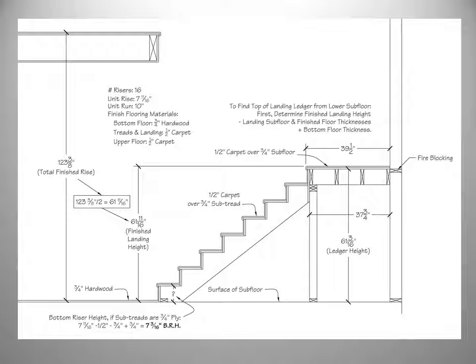Here is a cross-section of the lower run and landing, as well as the critical information for our stair. In this example, we have flooring materials of 3/4 inch hardwood on the lower floor and 1/2 inch carpet to be installed in the other areas, including all the stair treads, the landing, and the upper floor. Our total finished rise has been determined to be 123 3/8 inches.